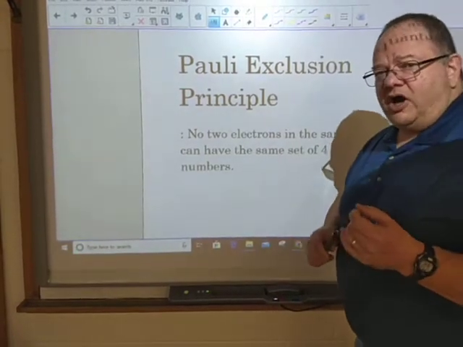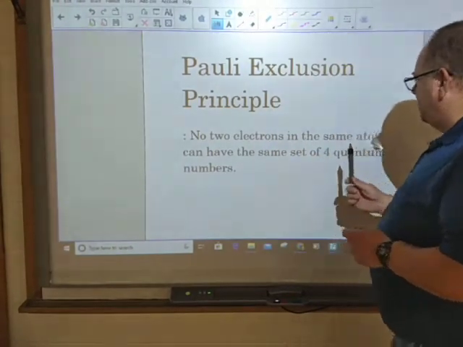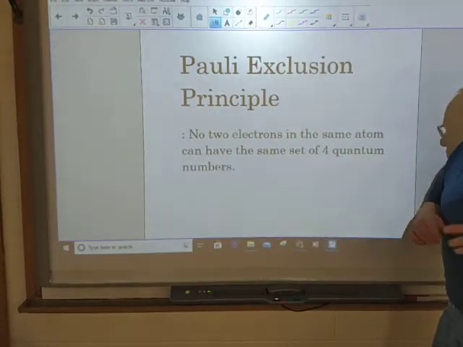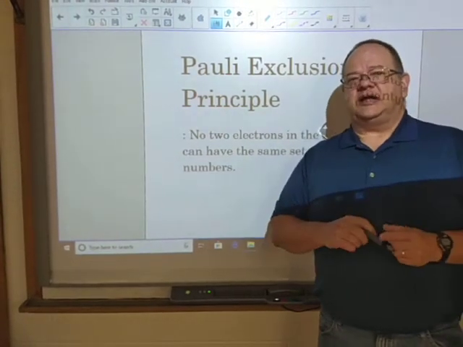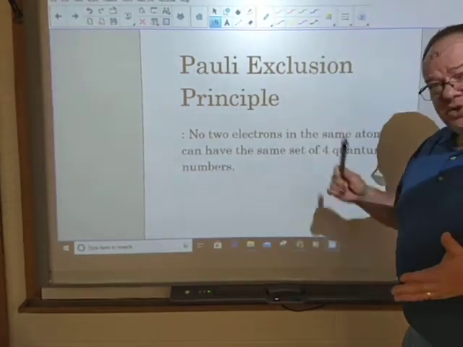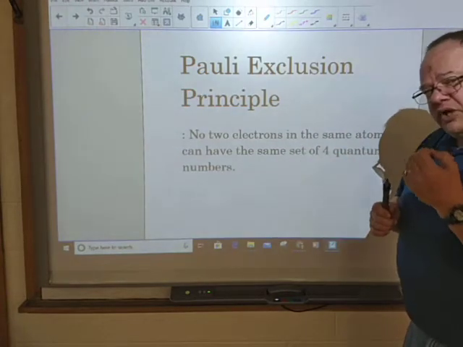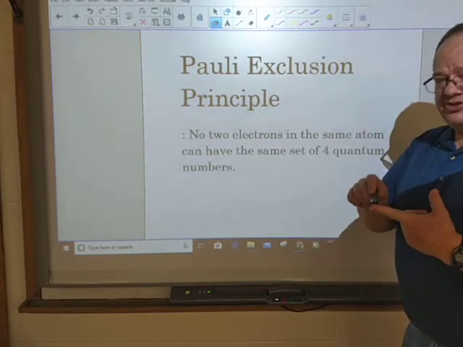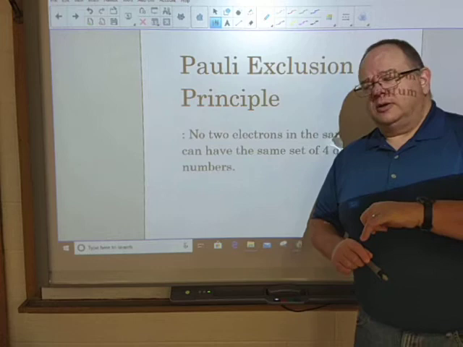Our third of our rules or principles is the Pauli exclusion principle. And it says no 2 electrons in the same atom can have the same set of 4 quantum numbers. To be exclusive, if I say you have exclusive access to something, it means it's one of a kind. You are the only one. That's what exclusive access really means. So we're saying that every electron has its own exclusive set of numbers. Now, I could have 2 electrons that are in the same energy level, the same sublevel, the same orbital, but then they have to have opposite spin.